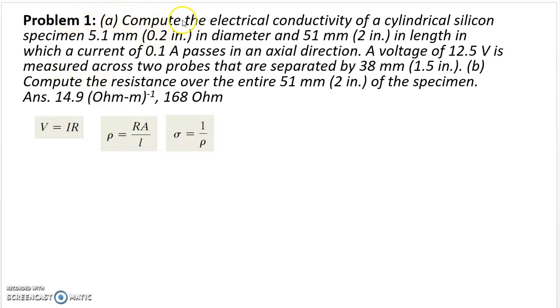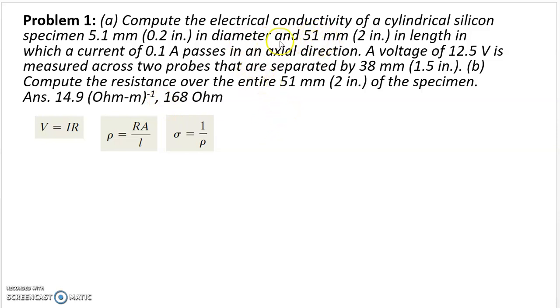Problem 1. Compute the electrical conductivity of a cylindrical silicon specimen 5.1 mm in diameter and 51 mm in length, in which a current of 0.1 ampere passes in an axial direction. A voltage of 12.5 volt is measured across two probes that are separated by 38 mm. And part B, compute the resistance over the entire 51 mm of the specimen.